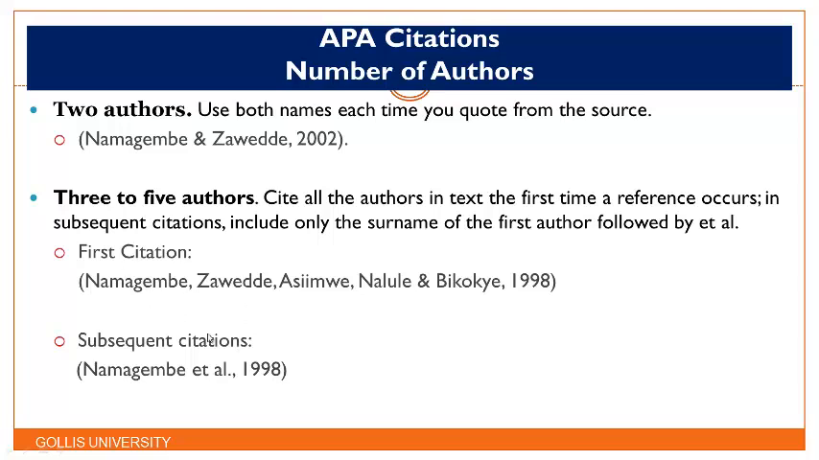Then in subsequent citations, maybe another time you want to cite from the same source, from the same book, you don't need to write all the names of those authors. You only need to write the name of the first author followed by et al. For example, Namagembe et al., 1998. This means Namagembe and the colleagues, or Namagembe and the friends.